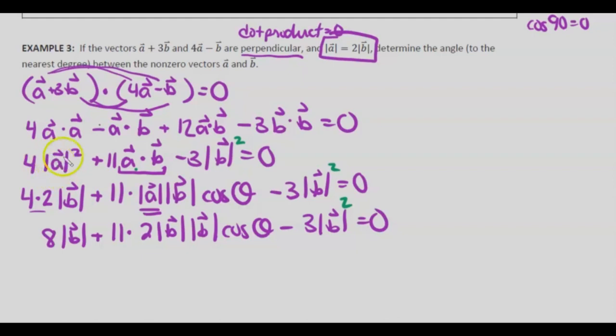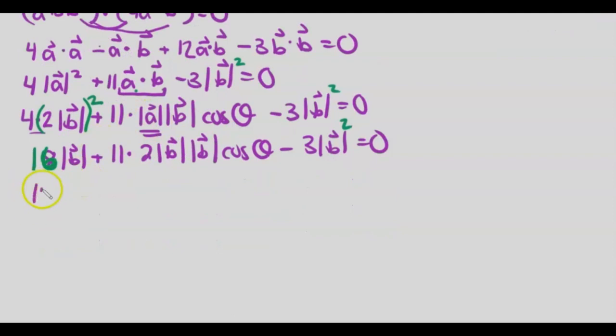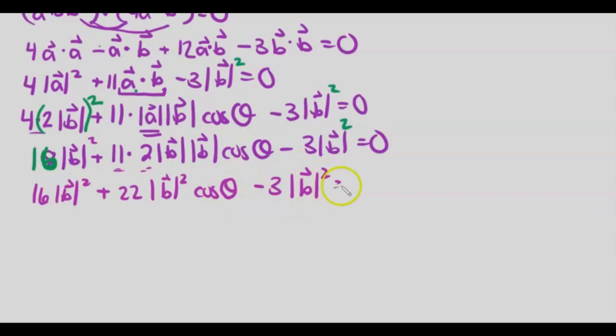All right, and then the magnitude of vector a squared is going to be 2 times the magnitude of vector b squared. So this is actually 16. Okay, so now we're just going to collect everything. So we have 16 magnitude of vector b squared plus, well, what's 11 times 2? 22. Then we have magnitude of vector b times the magnitude of vector b, which is the magnitude of vector b squared, cos theta, minus 3 times the magnitude of vector b squared equals 0.